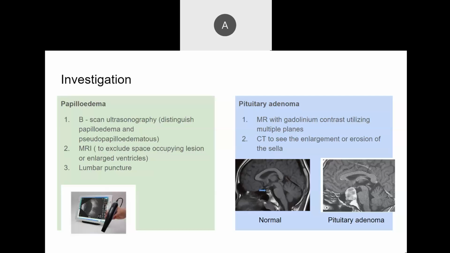Okay, and then of course, that's it, it's really just imaging. Alright.